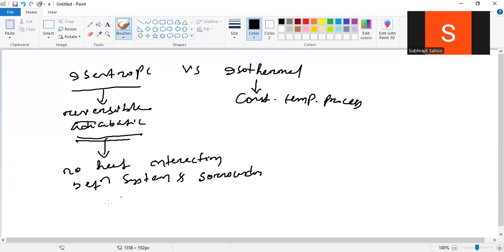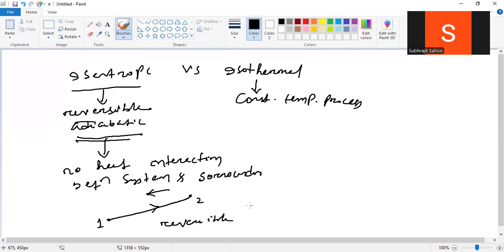And what is reversible adiabatic? Suppose 1 is a state and 2 is another state. In terms of thermodynamics, 1 is a thermodynamic state, 2 is a thermodynamic state, and 1 to 2 is connected by a path. This is called a path. 1 to 2 is the process. If it goes in the forward direction from thermodynamic state 1 to state 2, and again reverses from state 2 to state 1, then it is called reversible. Going from 1 to 2 and coming back from 2 to 1 is nothing but reversible.